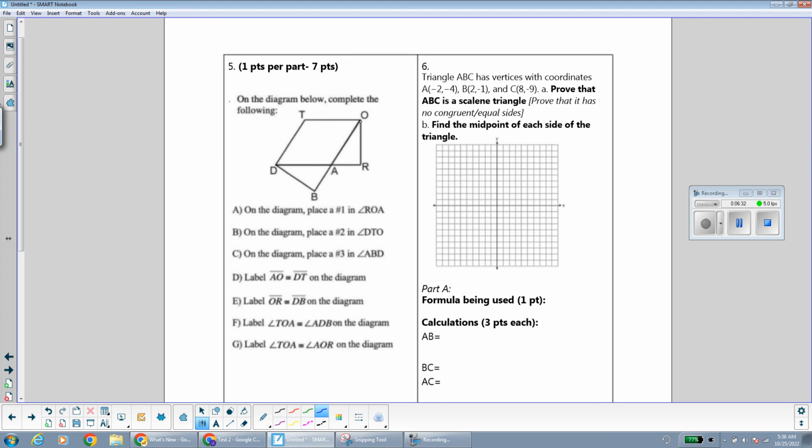Okay. Angle ROA right here with O at the vertex. Angle DTO right over here with T at the vertex. ABD right over here with B at the vertex. AO, DT, OR, DB. TOA with O at the vertex, ADB with D at the vertex, TOA again. So this is going to also be congruent to TOA, so I'm just going to put the same mark on it, and that's AOR. All done with that one.